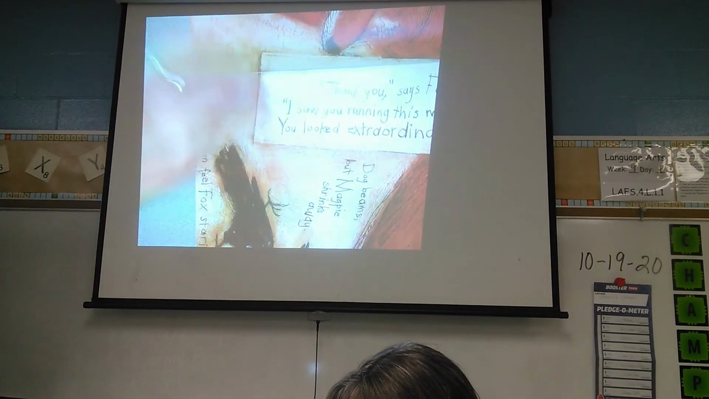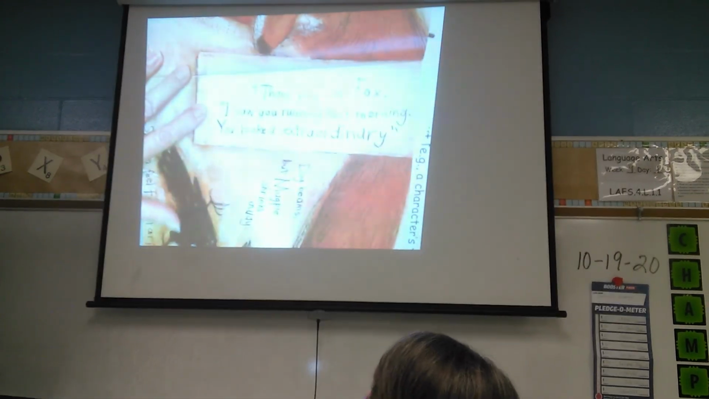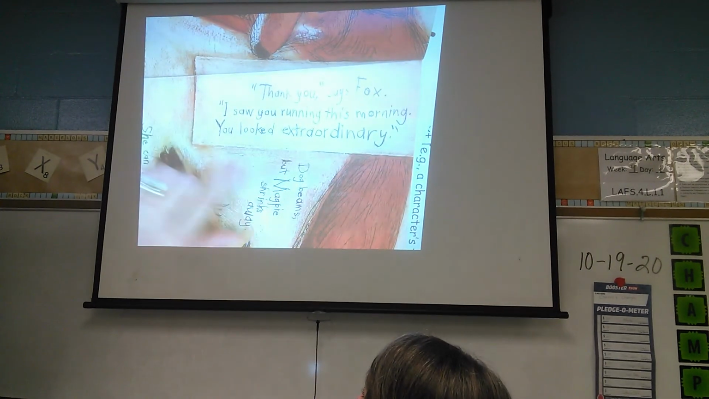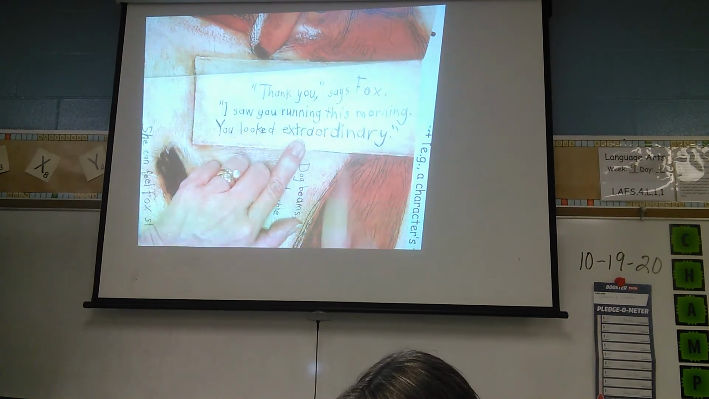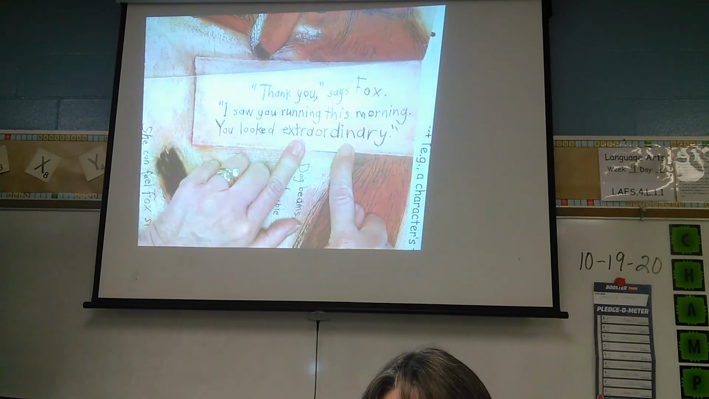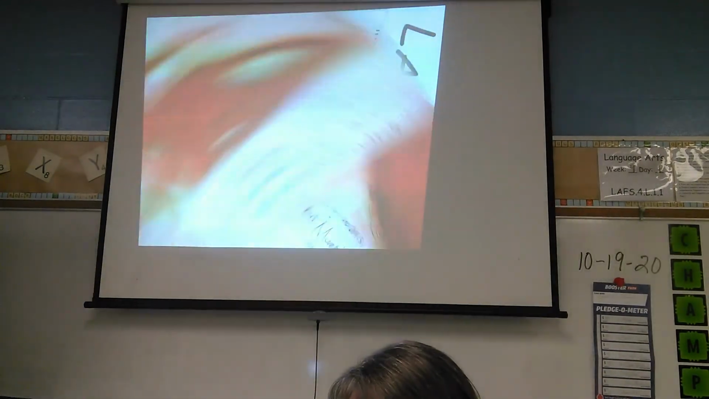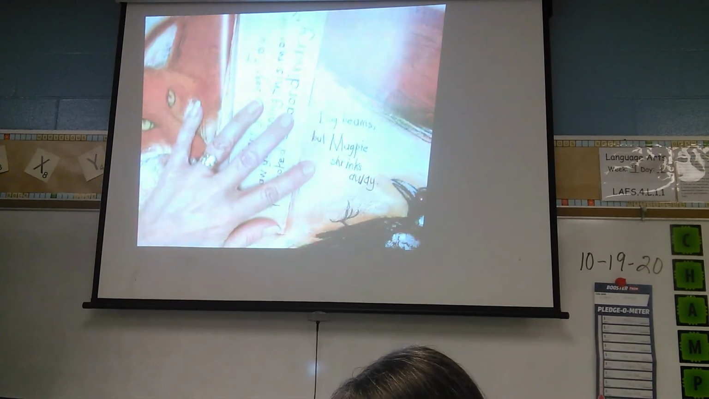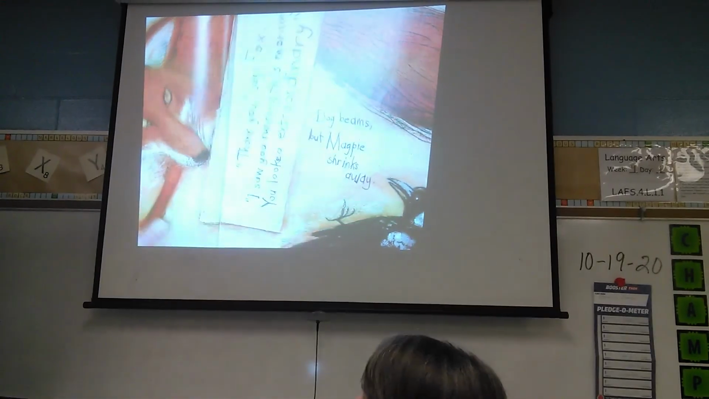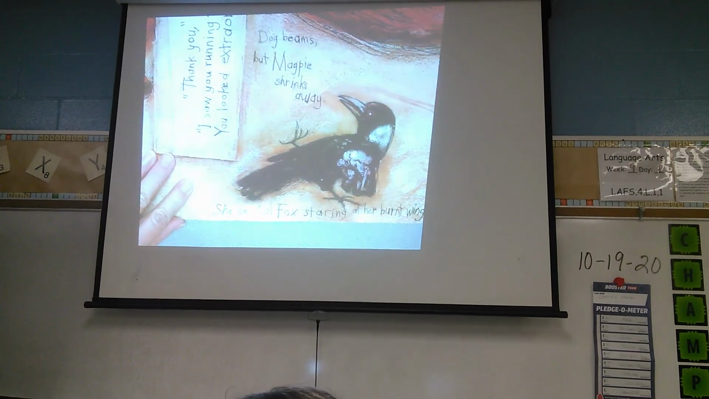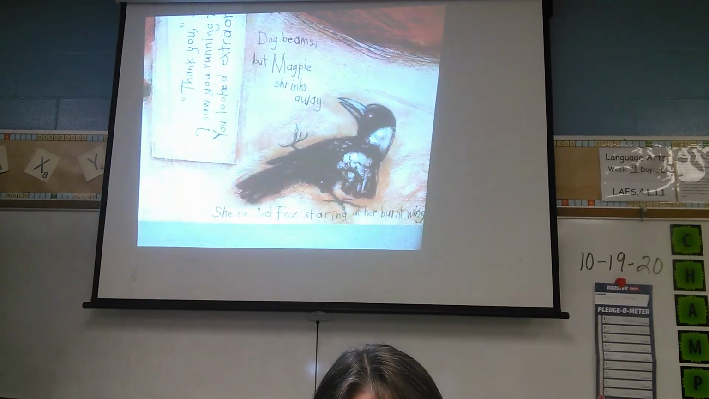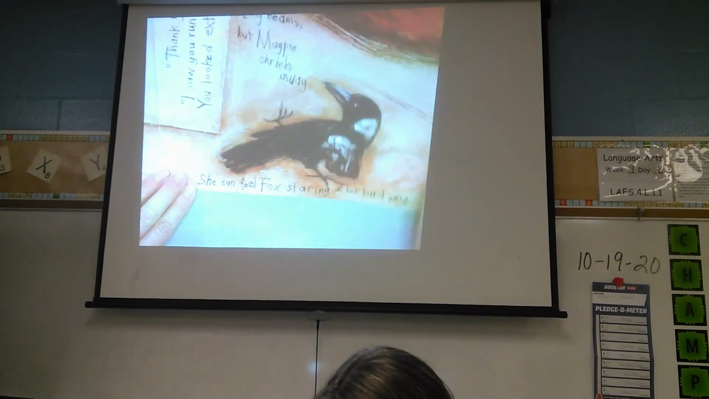Thank you, says Fox. I saw you running this morning. You looked extraordinary. Look at that word. Extraordinary. It's made up of two words. Extraordinary. Interesting word choice. Dog beams, but Magpie shrinks away. She can feel Fox staring at her burnt wing. And again, we get that idea that Fox is a predator. He's noticing that she cannot function in the same way. All right.